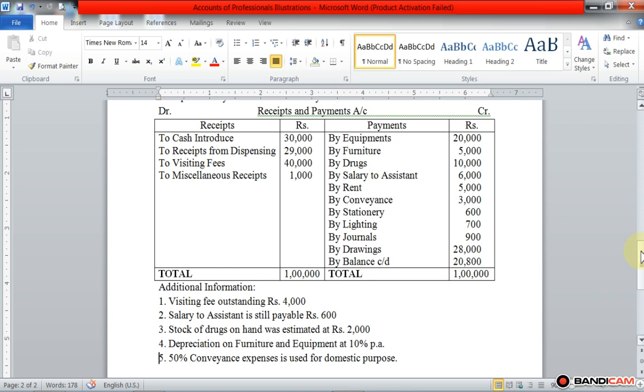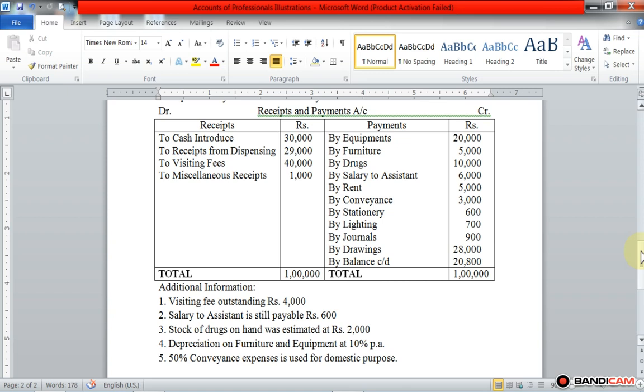Outside the receipt and payment account, it is called additional information, and that additional information has two effects. One is on the receipt and expenditure account, and second is on the balance sheet, on the assets or liability side. So here we read the problem carefully. Now we make a star in front of those items on which an adjustment or additional information is provided.